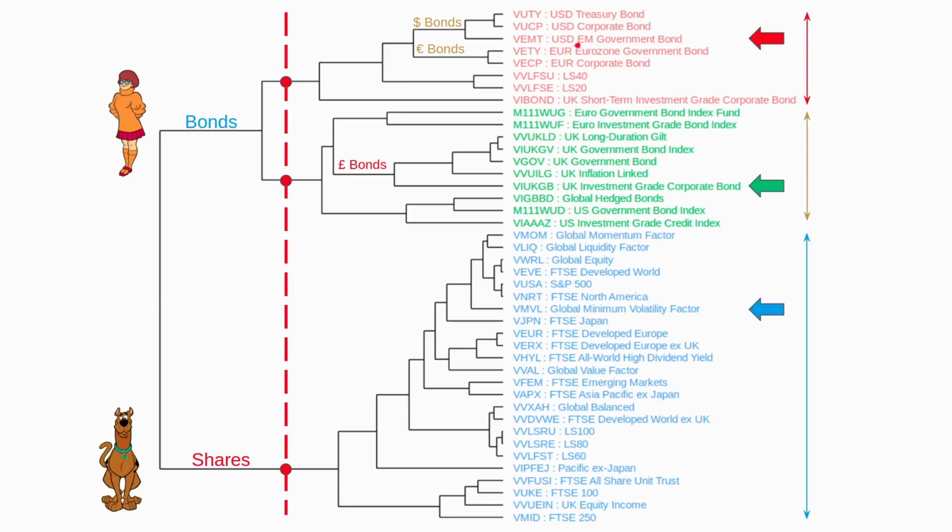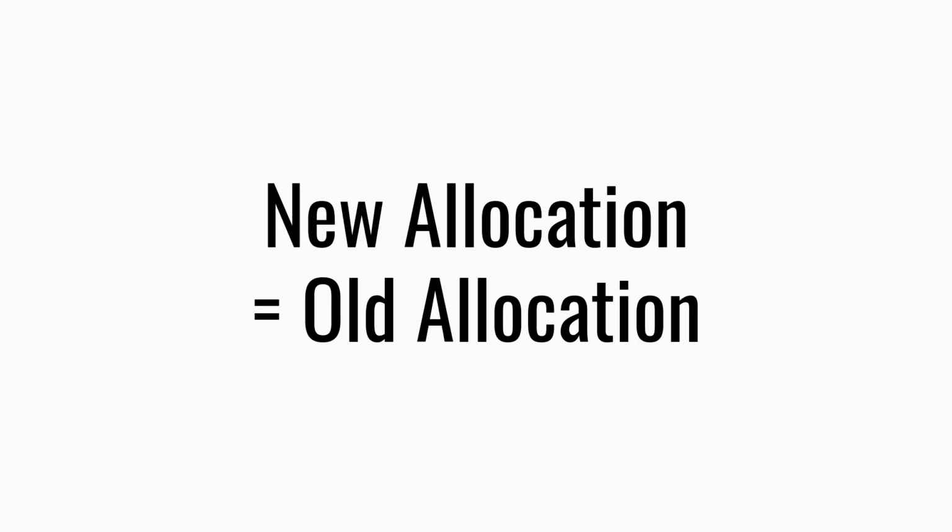So I've chosen emerging market government bonds at the top of the tree. I've chosen UK investment grade bonds in the middle of the tree. And from the equities, which are all shown in blue, I've chosen the global minimum volatility factor because I don't want to take too much equity risk. Now it turns out that my new allocation is the same as my old allocation. So the only question is, should I rebalance my portfolio?